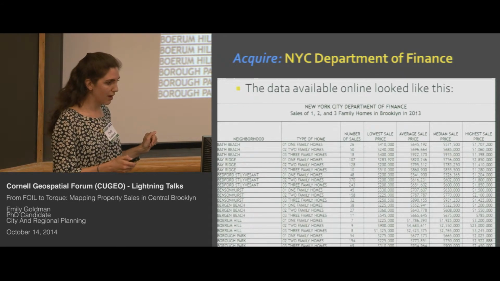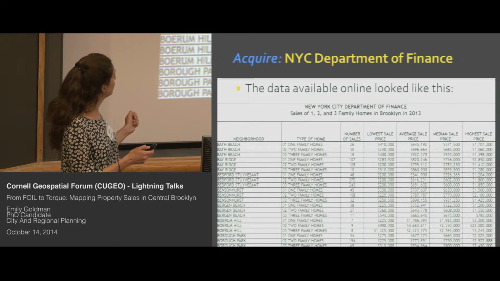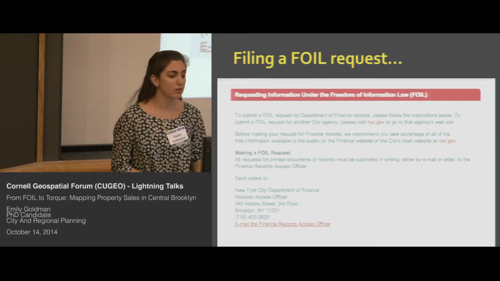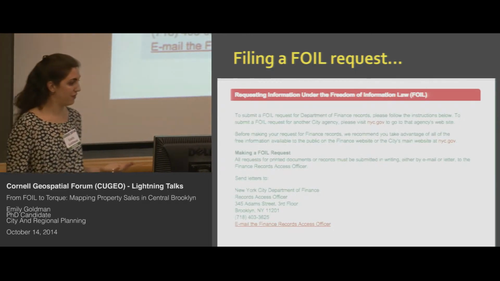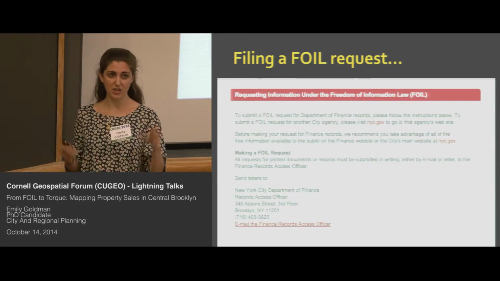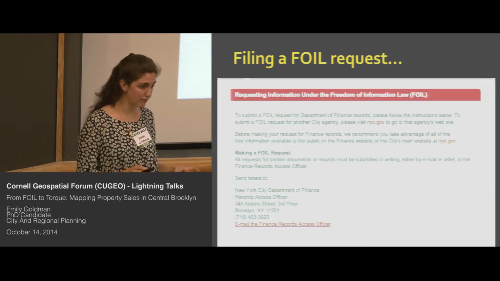So what I did, and what I encourage everyone else to do at this point, is file FOIL requests if you can. In this case, I filed a simple online FOIL request to the Department of Finance asking for this information at the individual building level.